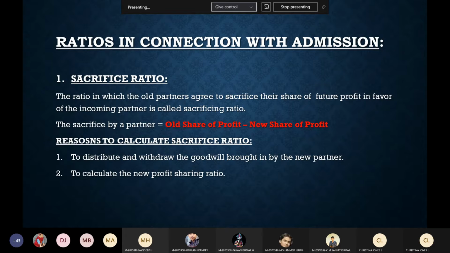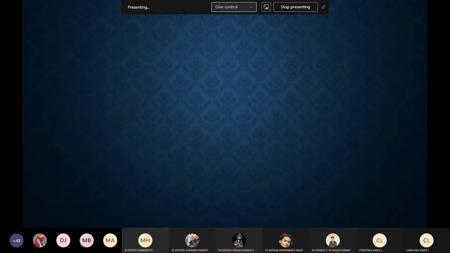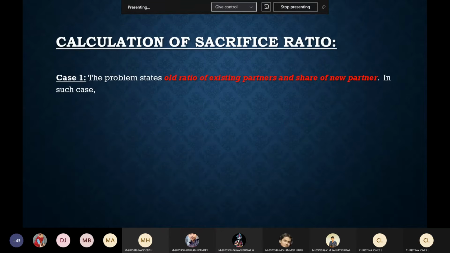Sacrifice ratio is generally calculated to find out how much they sacrifice. If we know that, we'll be able to find the new profit sharing ratio, and we also calculate the sacrifice ratio for goodwill reasons.